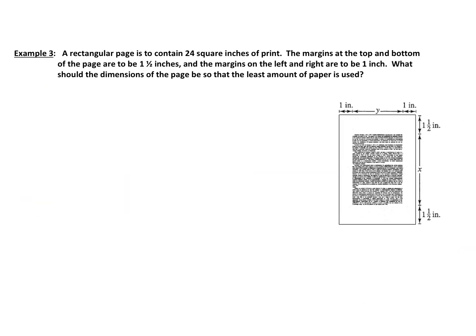Okay, so this next one here, we're given a page of paper, okay? It says the rectangle page is to contain 24 square inches of print. Okay, that is this piece, obviously here in the middle. So that's 24 square inches on that paper. The margins at the top and the bottom are going to be 1.5 inches, and the margins on the left and the right are 1 inch. So what should the dimensions of the page be so that the least amount of paper is used?